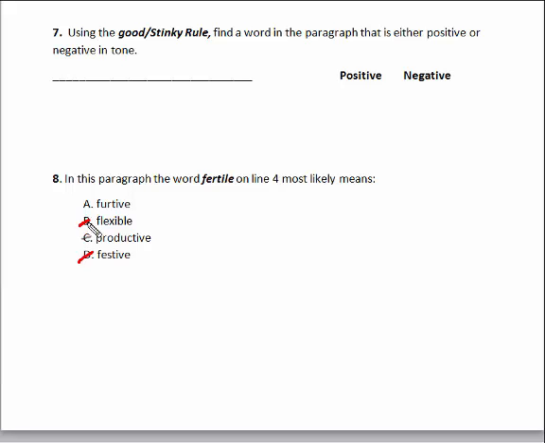Flexible feels like it's off topic. We put a dot by productive and furtive. Furtive or productive. What are we going to do to farming? Which one of those sounds better using the Scooby-Doo technique? Furtive farming or productive farming? When you farm, you make produce. That is the best answer. The correct answer for problem number 8 is going to be C.